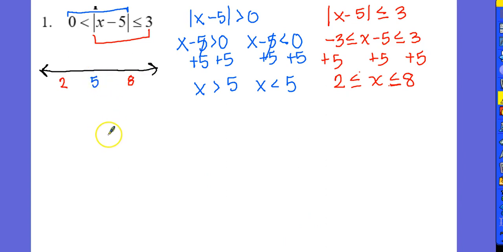Hey, in the back, can you see that, or do I need to make it a little bigger? You can? Okay. All right.